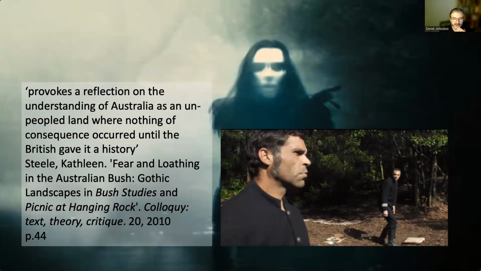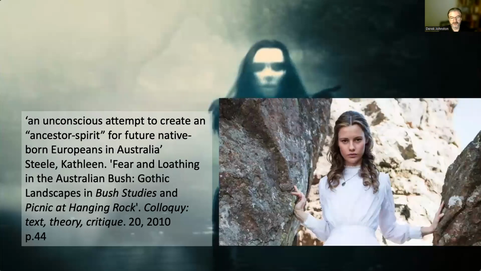Steele argues that in the novel, Miranda can be understood as an unconscious attempt to create an ancestor spirit for future native-born Europeans in Australia. Because she's born, Miranda's from a settler family, but born in Australia. Irma, meanwhile, as a first-generation European settler, is rejected by the rock, rejected by the land, even though she has a good reason to desire the escape that it offers.